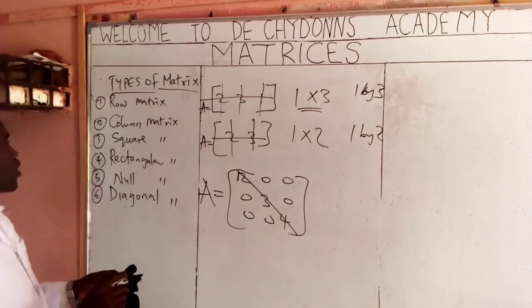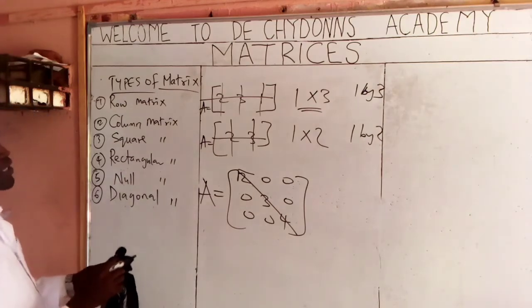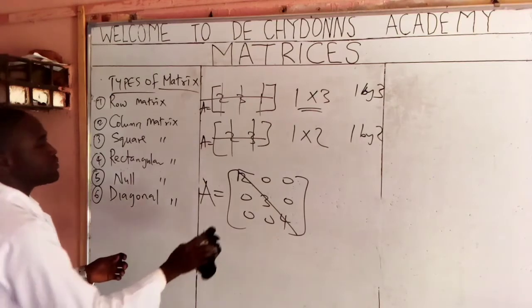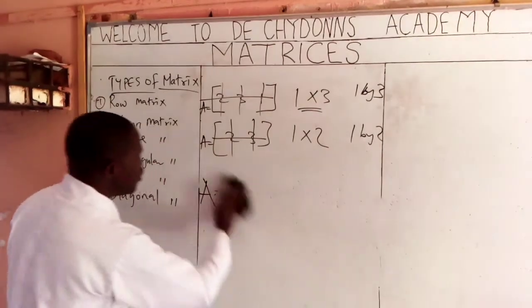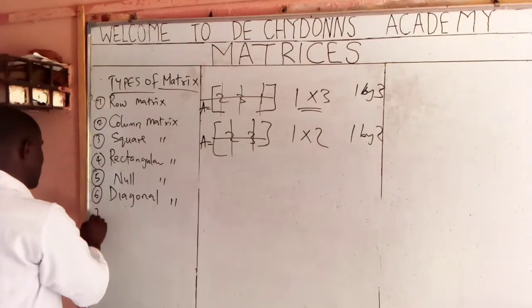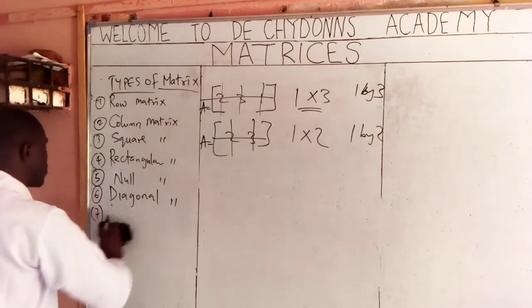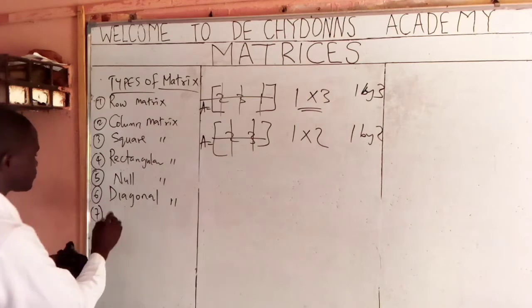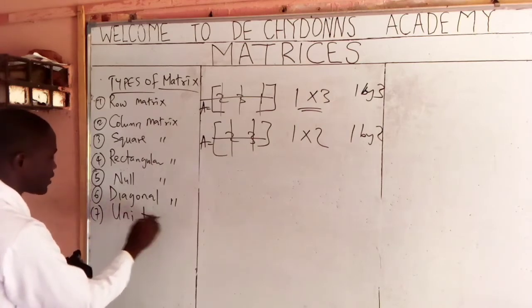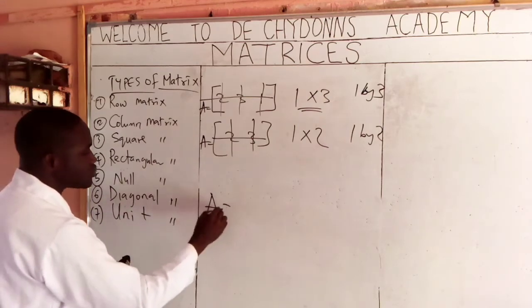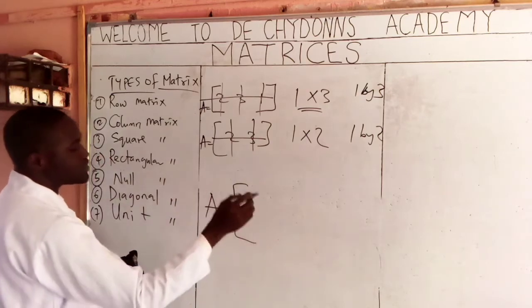Okay? Then we go to the next type of matrix, which is unit matrix. Unit matrix is a matrix whose elements are all 0 except the diagonal elements, which are 1.